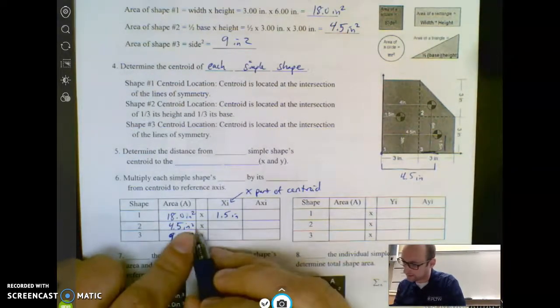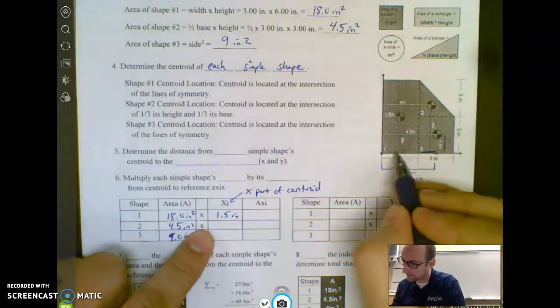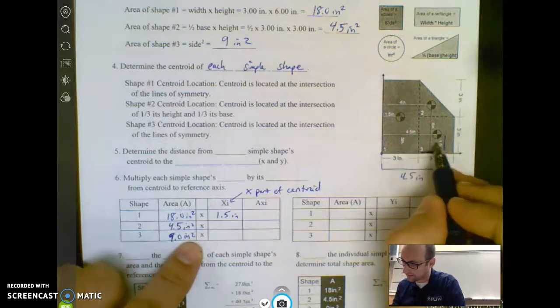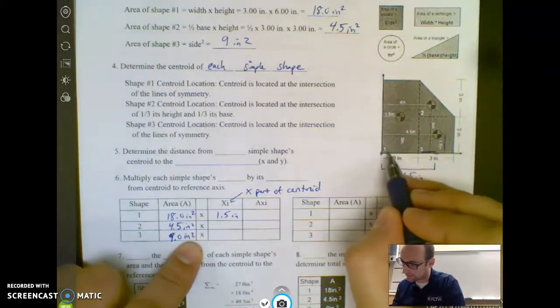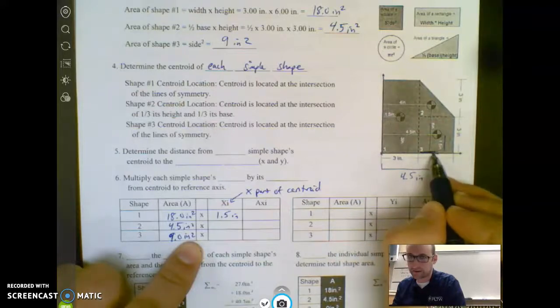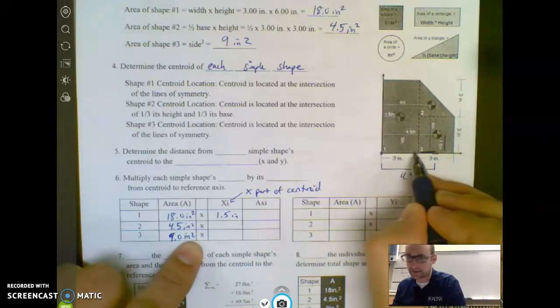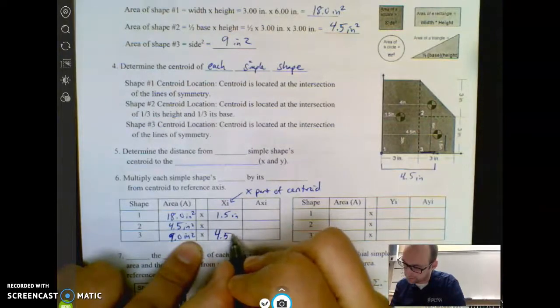And then we'll look at the third shape, the square. Remember, it was over 4.5 inches from my 0, 0. There's 1.5 in, but I already had 3 inches over, so 4.5 inches.